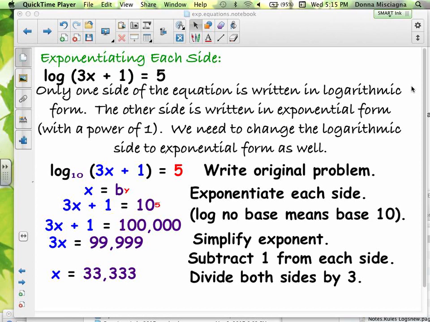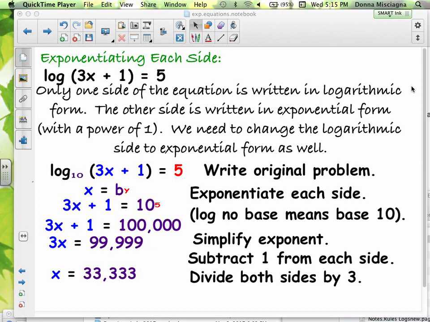Welcome back. So now we're going to be solving equations where we have a log equals a number. The technique we're going to be using here is called exponentiating each side. In other words, we're going to take this log equation and rewrite it as an exponential equation, which is the whole reason, well, one of two reasons, I taught you how to rewrite log equations into exponential equations. Right? Because if we have log equals a number, this is much, much easier to solve as an exponential equation.